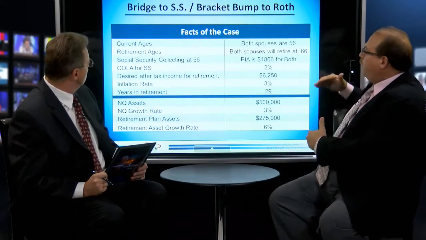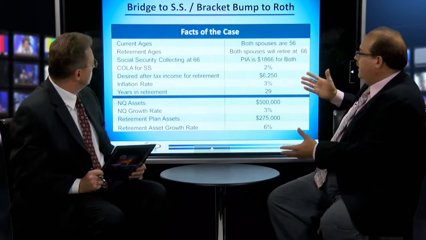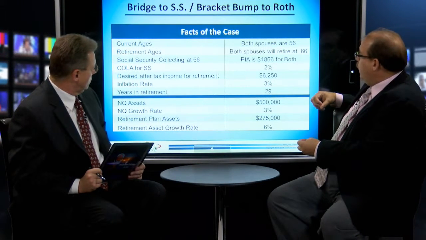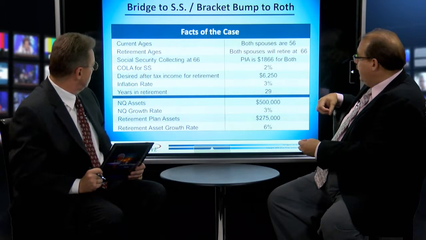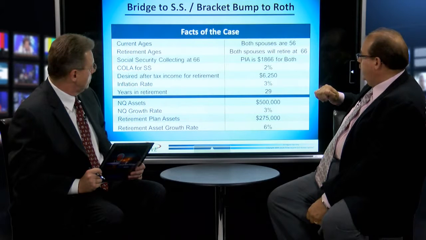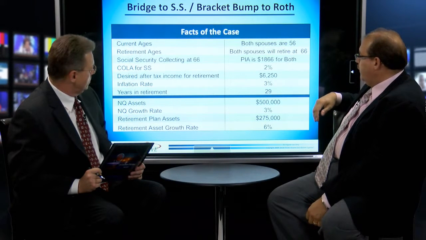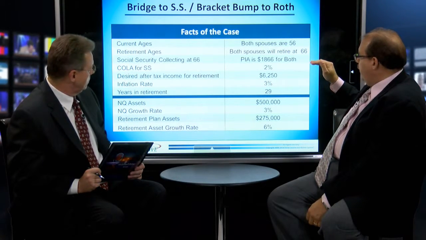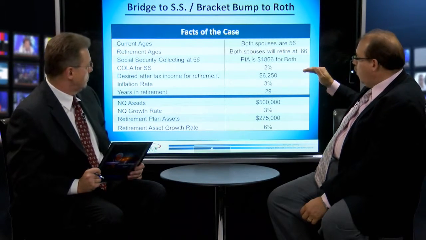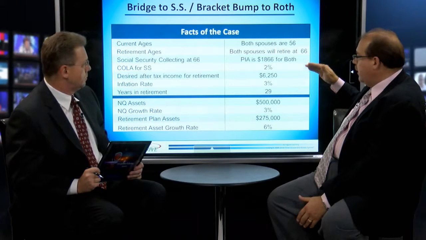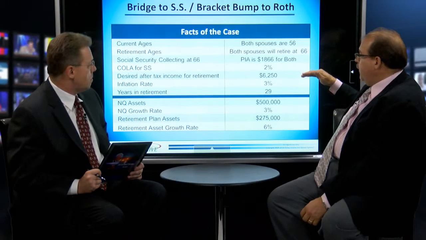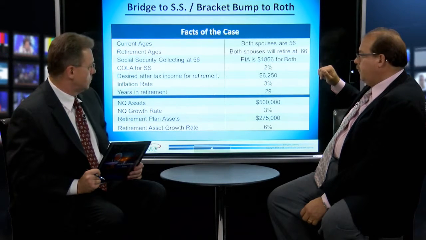And so I want to illustrate some facts of a case here. We actually did this in our laboratory, basically, where we're engineering all these calculations. And so here's the case study. We have two spouses, 56 years of age, and they're both going to retire at 66. And collecting Social Security at 66, the primary income amount is $1,866 for both of them. Our COLA Social Security estimate, because we're building COLA on top of the 8% increase for every year delay, is 2%. Their desired after-tax income is $6,250.